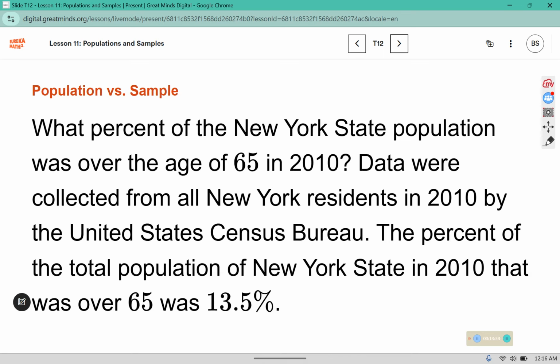What percent of New York State population was over the age of 65 in 2010? Data were collected from all New York residents in 2010 by the United States Census Bureau. The percent of the total population of New York State in 2010 that was over 65 was 13.5%. This says, all New York residents. Data was collected from all the residents. So this is a population characteristic.